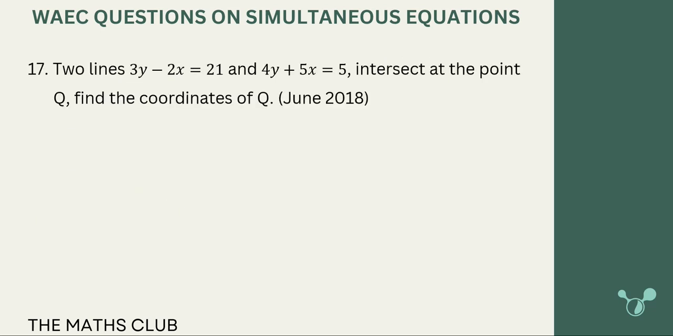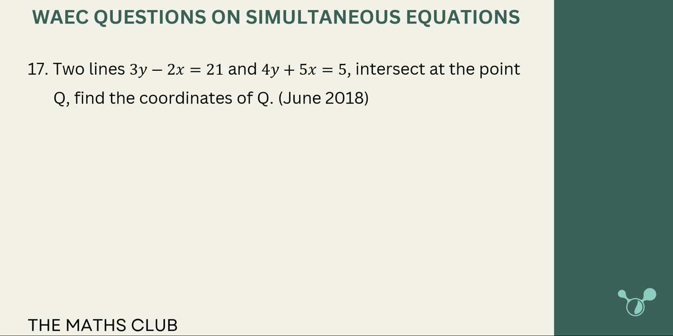Question 17 says that two lines 3y minus 2x is equal to 21 and 4y plus 5x is equal to 5 intersect at the point Q. Find the coordinates of Q. If you remember from the previous video that we did, when we did the graphical method, where they intersect is actually the solution of the equation. So what I'm telling you to find here is find x and y, really.